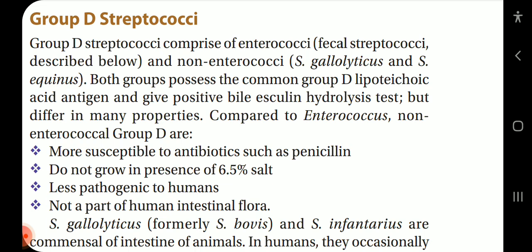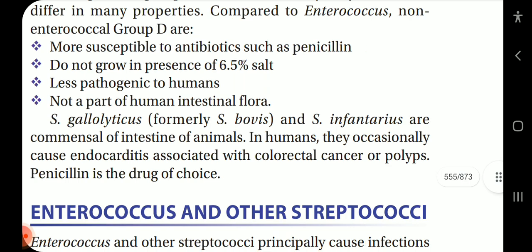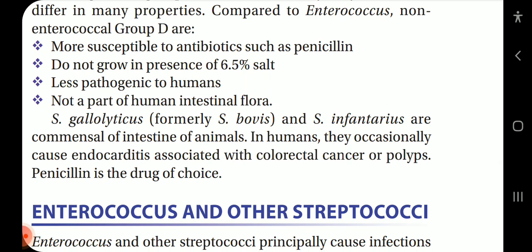Group D streptococci comprise enterococci, fecal streptococci, and non-enterococci, Streptococcus gallolyticus and Streptococcus equinus. Both groups possess the common group D lipoteichoic acid antigen and give a positive bile esculin hydrolysis test, but differ in many properties. Compared to Enterococcus, non-enterococcal group D are more susceptible to antibiotics such as penicillin, do not grow in presence of 6.5% salt, are less pathogenic to humans, and are not a part of intestinal flora.